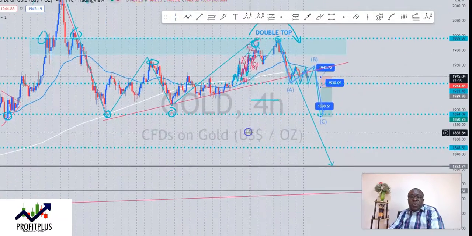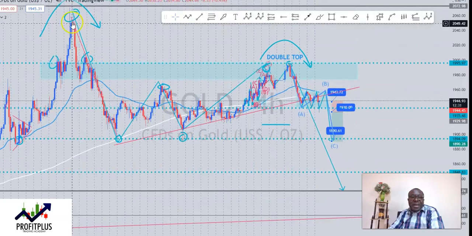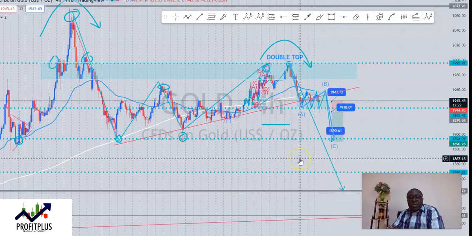All right, but this is not the final destination. Market price could be seen to get all the way down here to balance this impulse. You see, from here to this point, we'll expect the market to also do the same here before we see the gold doing some of that.